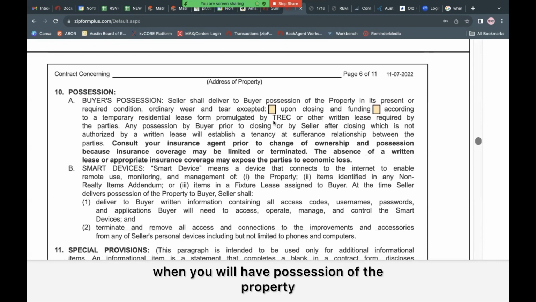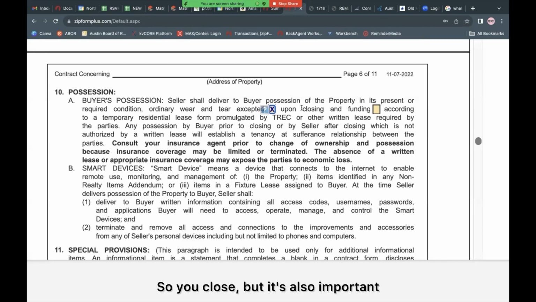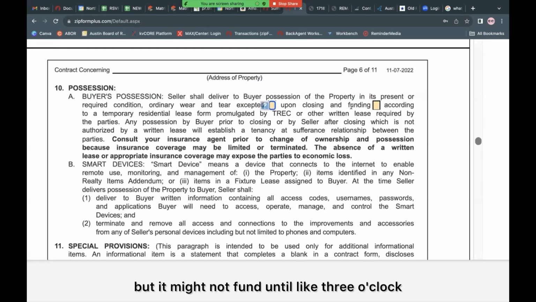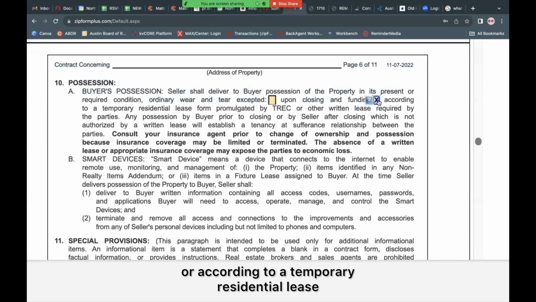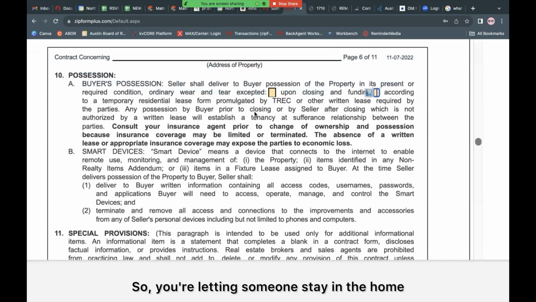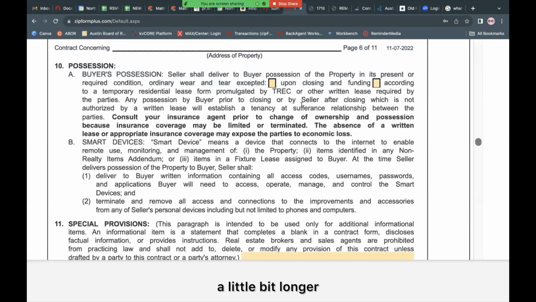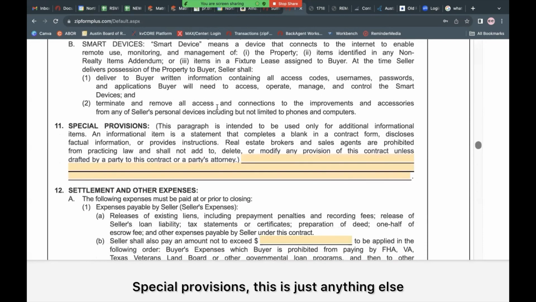This talks about when you will have possession of the property. Will you have possession upon closing and funding? And that's kind of big. So you close, but it's also important if you fund, that means the loan went through. So you might go to the closing table, but it might not fund until like 3 o'clock. So you would have to wait and it is yours upon funding, or according to a temporary residential lease. So you're letting someone stay in the home a little bit longer, and then you would have to have another form for that. Special provisions.